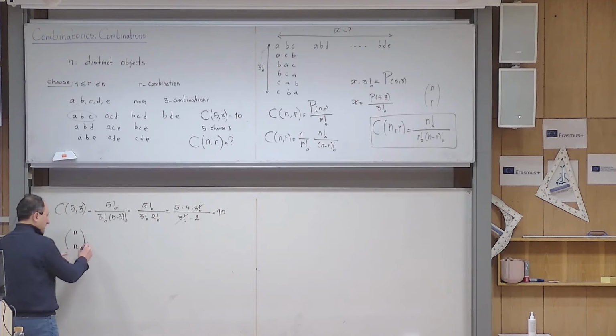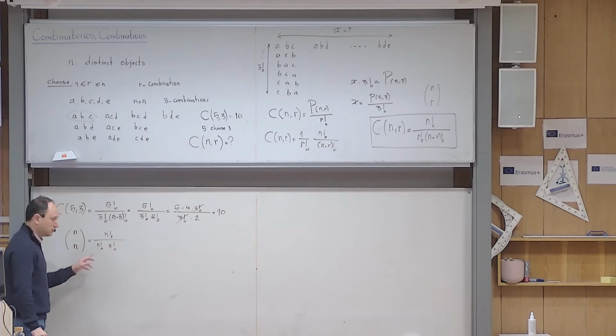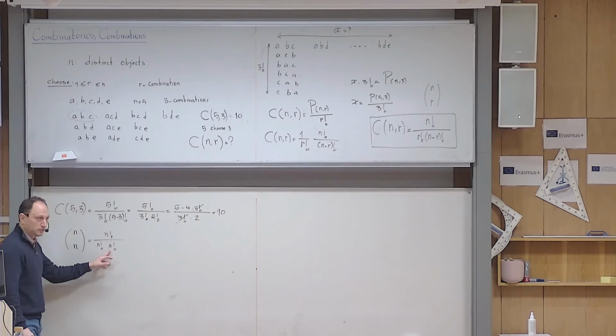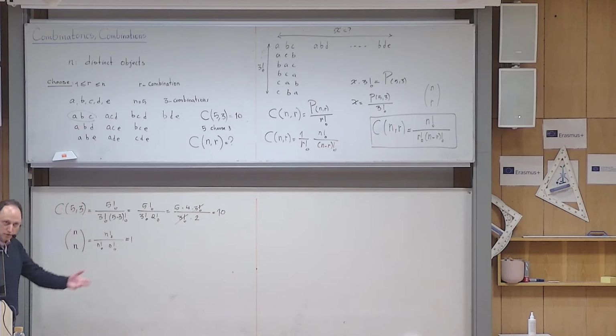Let us calculate. How should I calculate? This number on top, this number factorial below, and the difference between them, 0 factorial. And again, this is a good reason why 0 factorial by convention is 1. Because this is 1, n factorial divided by n factorial is 1, according to our expectations.